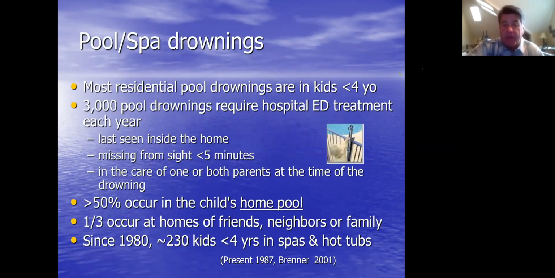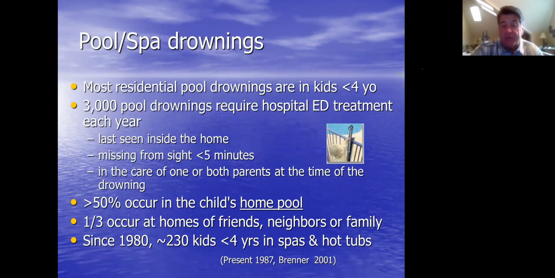Very often they were last seen in the home. They're missing from the site less than 5 minutes. That means mom or dad got busy doing something, whether it was reading, working on a project, or whatever. And as I mentioned before, anticipatory guidance says children will get in trouble. And in the care of one or both parents at the time of the drowning, most of the time.